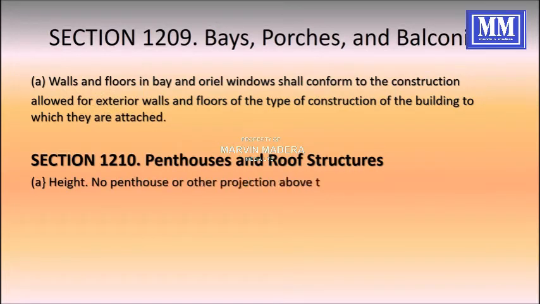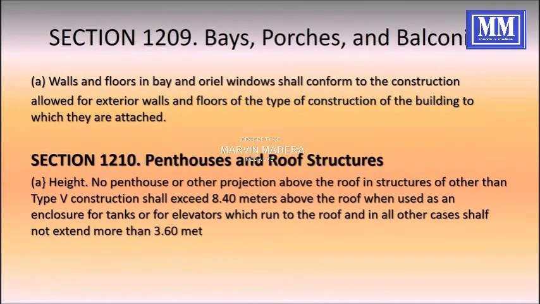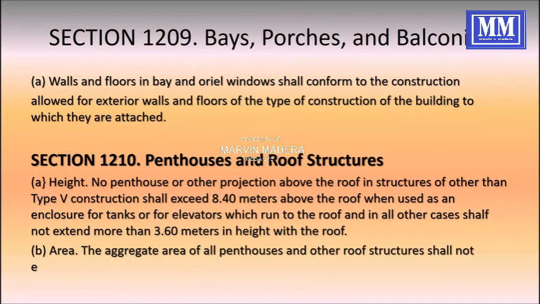Section 1210. Penthouse and roof structures. No penthouse or other projection above the roof structure in structures of other than type 5 construction shall exceed 8.4 meters above the roof when used as an enclosure of tanks or for elevators which run to the roof, and in all other cases shall not extend more than 3.6 meters in height above the roof. The aggregate area of all penthouses and other roof structures shall not exceed one-third of the area of the supporting roof.